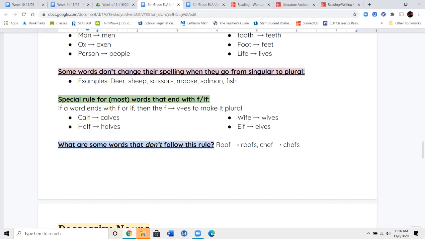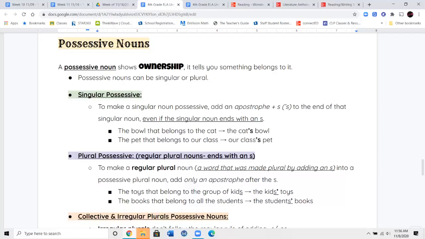Now, the last part of our notes that we're going to talk about are possessive nouns. We have talked about this in the past, but we're going to review it today. So possessive nouns show ownership. It tells you that something belongs to that noun. So singular possessive nouns, we add an apostrophe S after the noun to show that something belongs to it. So the bowl that belongs to the cat, I'm going to say the cat's bowl. So cat apostrophe S. That apostrophe S tells me I'm talking about something that belongs to that cat.